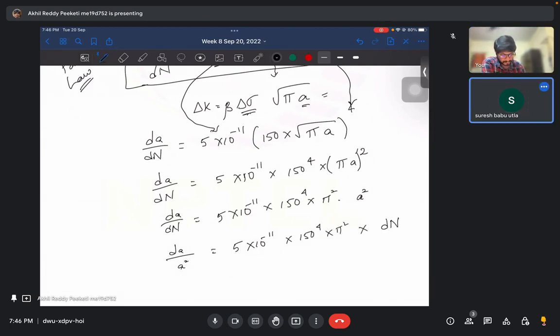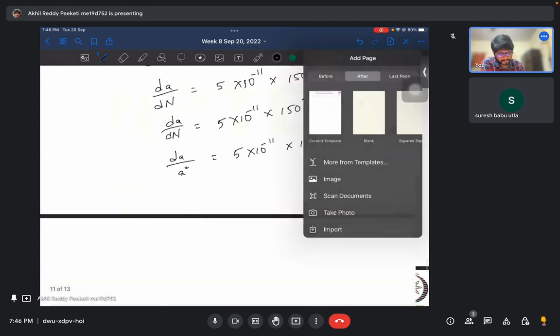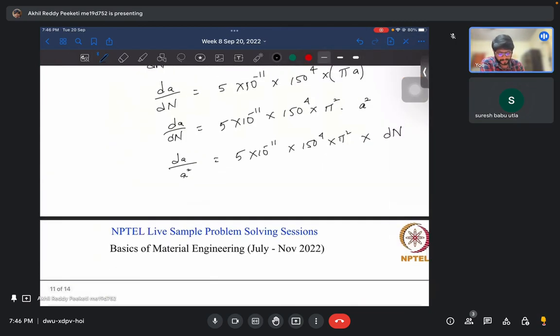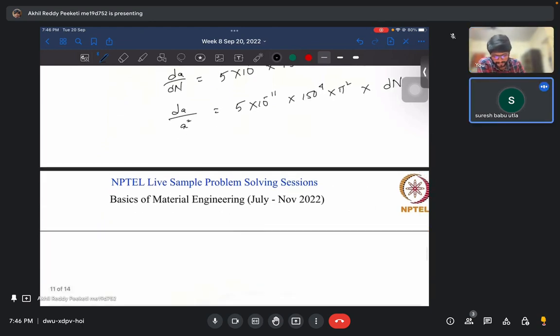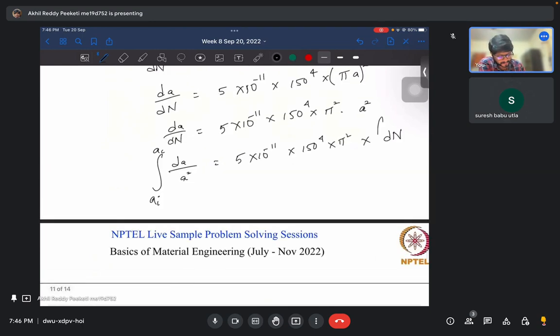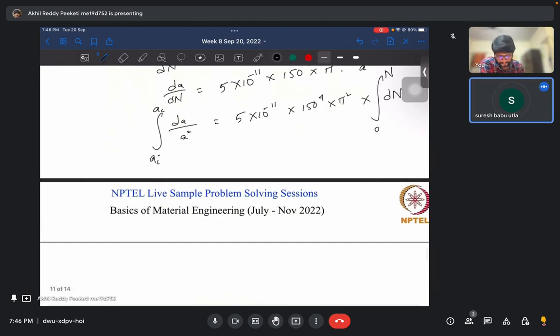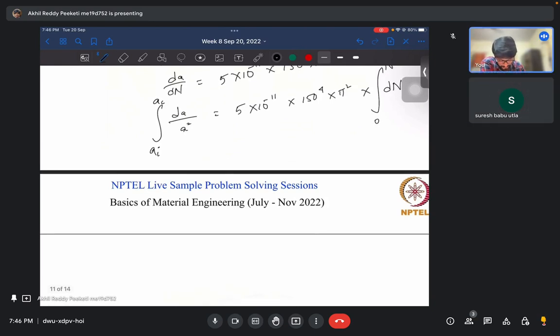Into d. Now we have to integrate this because we know the initial crack length and final crack length. So the left side we would know, and the right hand side would be initial cycle 0 to n number of cycles. If we integrate this from initial crack to final crack, and everything else is constant, then 0 to n is the number of cycles we need. So a power minus 2, so minus 1 by a.